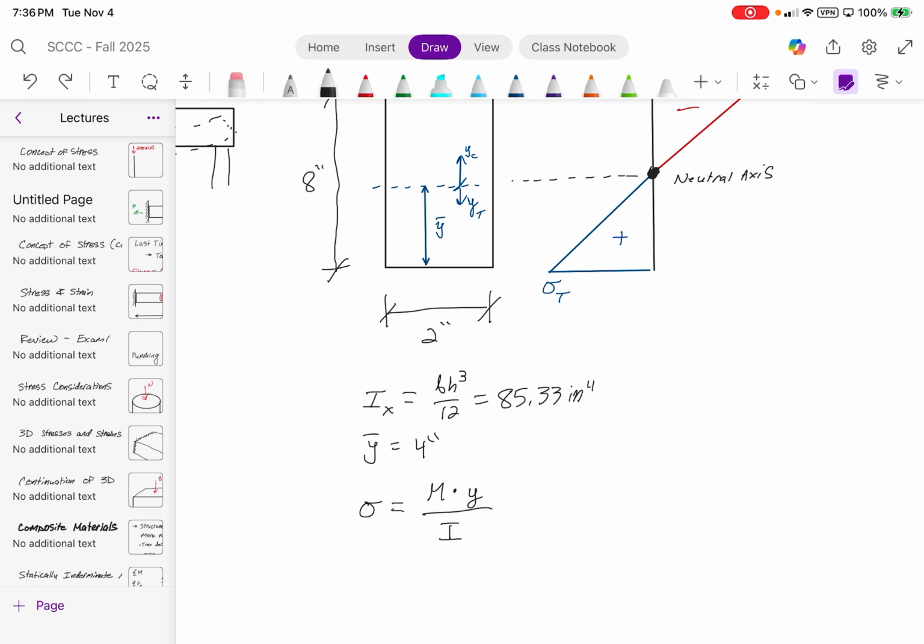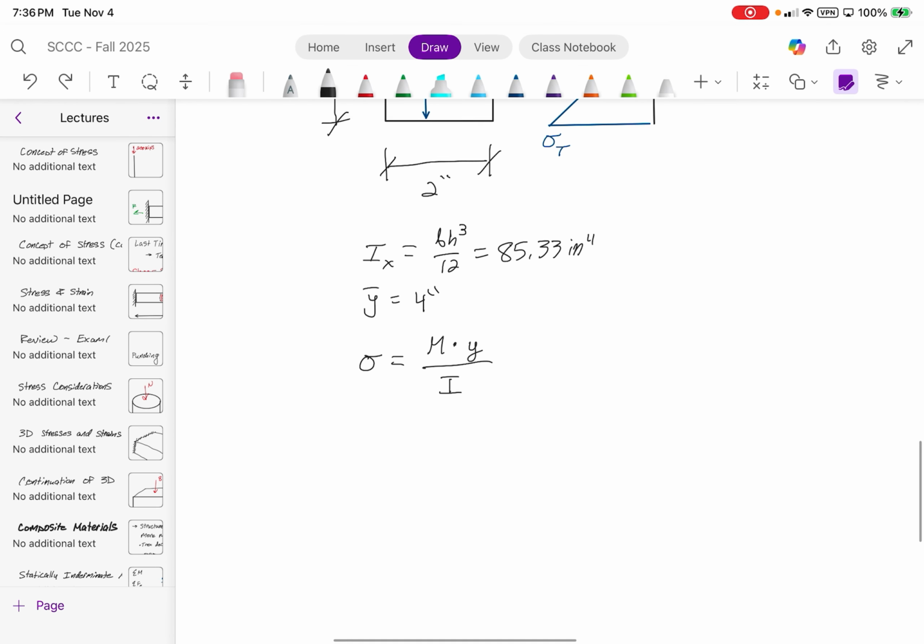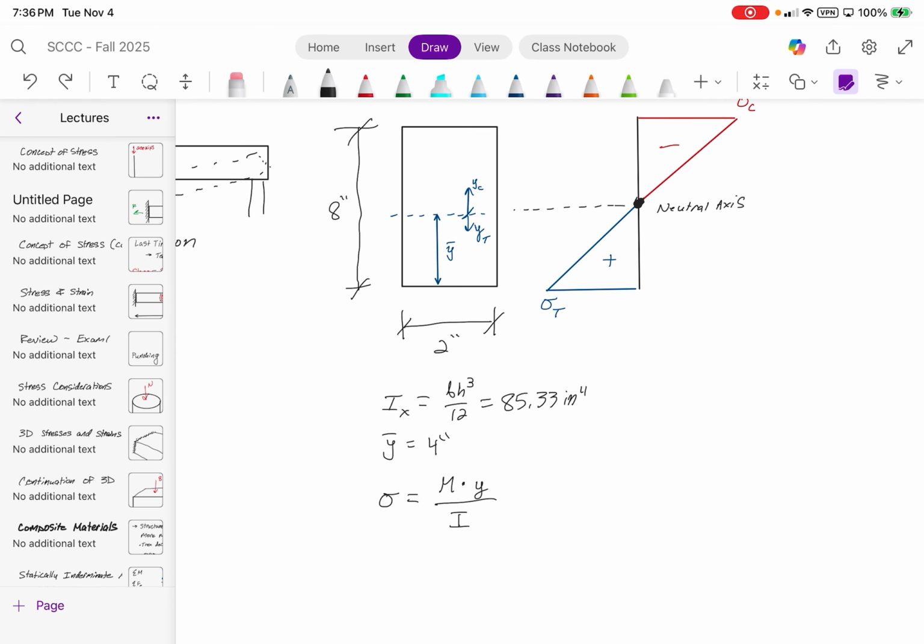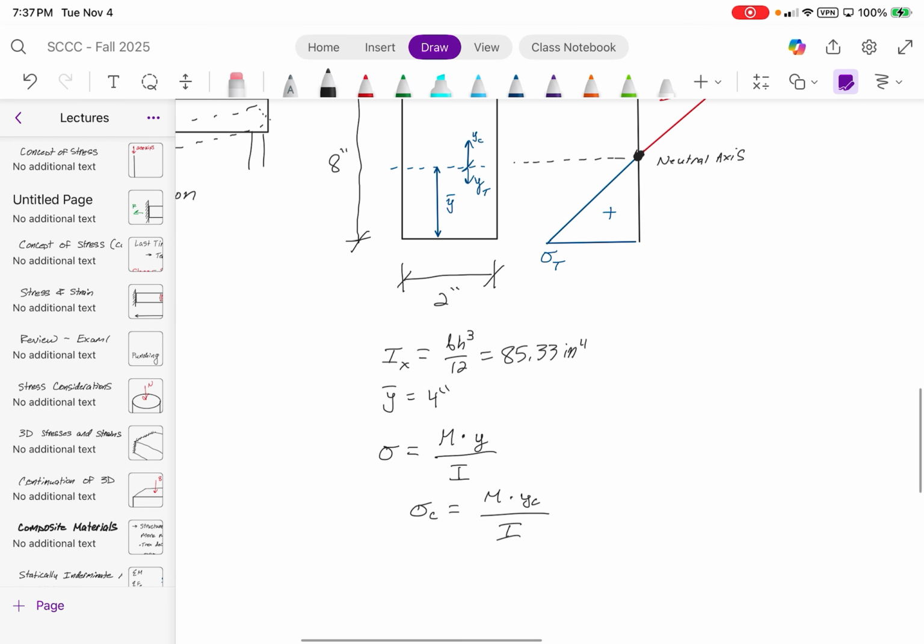Now, if we wanted to find the maximum stresses that we feel, there are two ways to do it. Well, one way, but just for compression and tension. If you wanted to find the maximum compression force, you would take whatever the bending moment is in the beam, multiply it by Y C, and then divide it by I. Now, if you wanted to find the stress in tension, it would be the same thing, but just repeated.